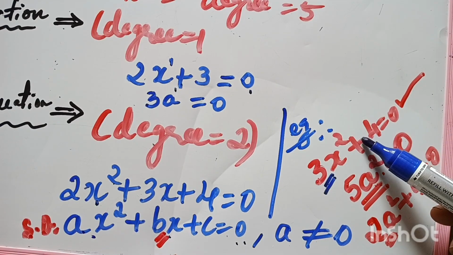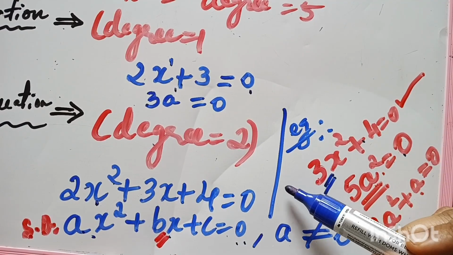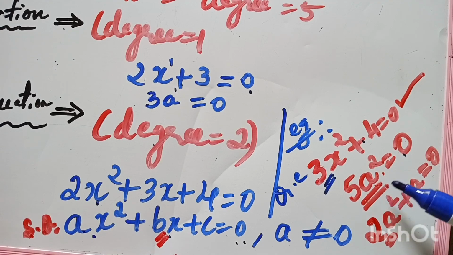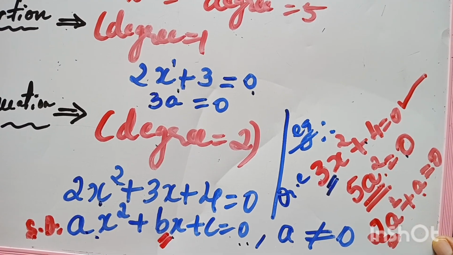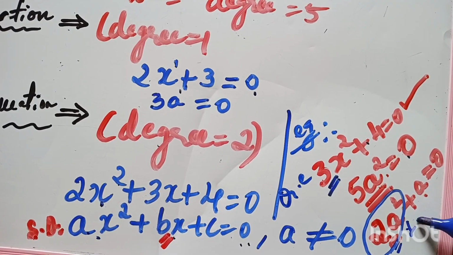Here the b value is missing. Then 5a square is equal to 0 is also a quadratic equation. These are examples for quadratic equation. Then 2a square plus a is also equal to 0. This is also a quadratic equation. Here the c value is missing, but still it is a quadratic equation because the highest power is 2. Then there must be LHS and RHS.